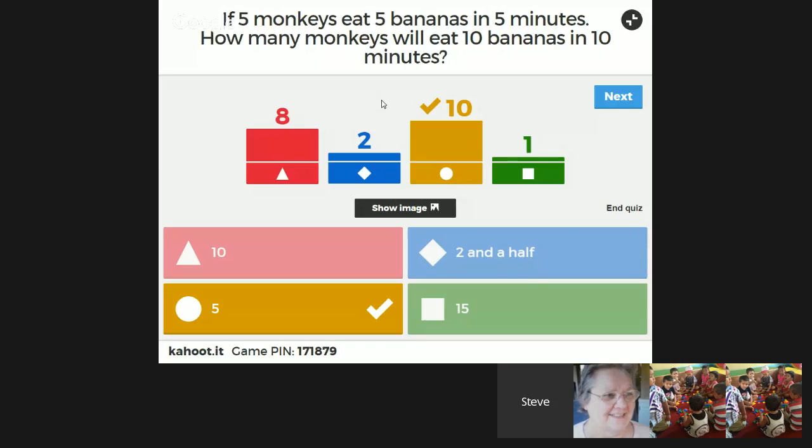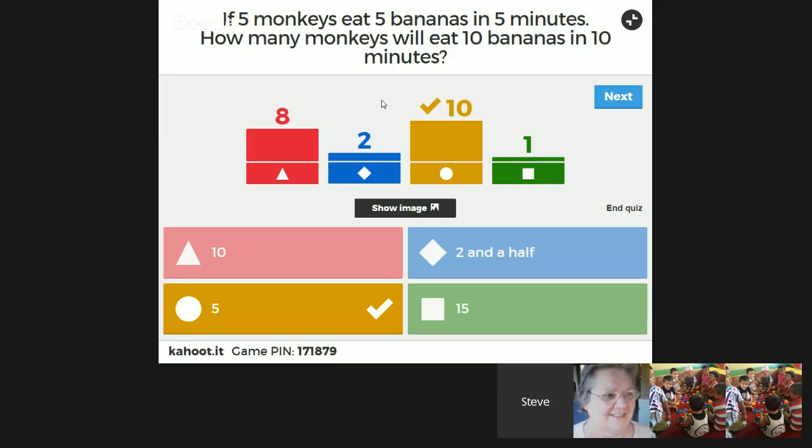Can I tell you what the reason is? For those of you who didn't get it, the reason it's 5 is because you started with 5 monkeys and you gave them 5 bananas. In other words, they each had 1 banana, right? And they ate that banana in 5 minutes, which means one monkey eats 1 banana in 5 minutes. Now they're given 10 bananas, but they're also given 10 minutes.